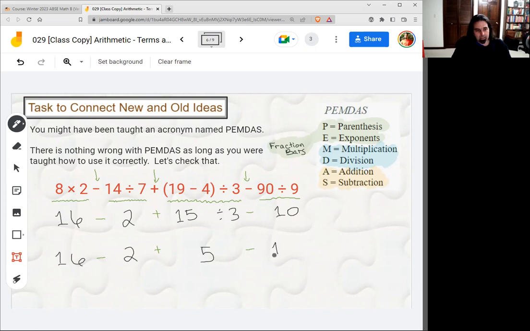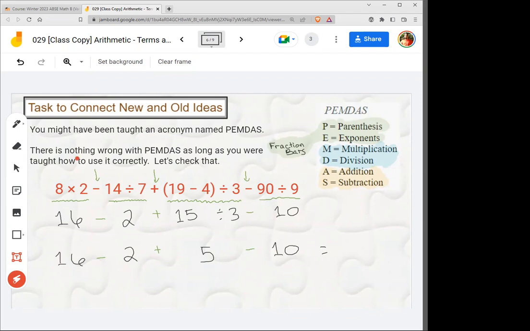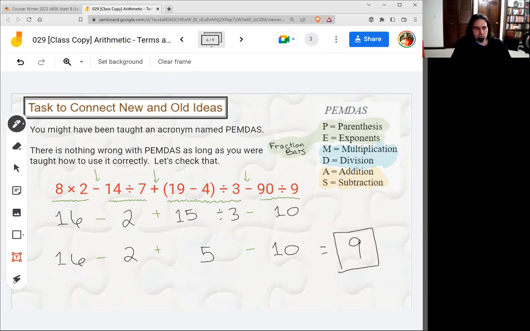Then at the end, I put these all together. So what do I have? 16. Then I have $16. I pay someone $2. So now I'm down to 14. Someone gives me 5. I'm up to 19. It's 9. I spend 10. Yes, it'll be 9. Ta-da.